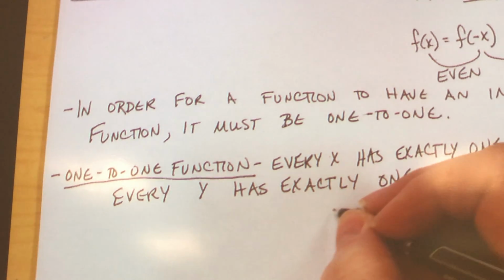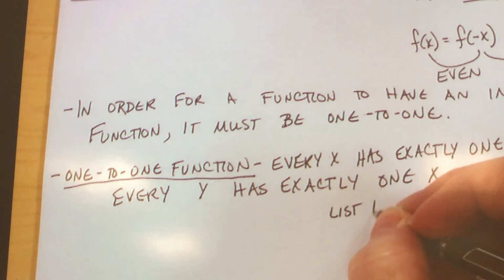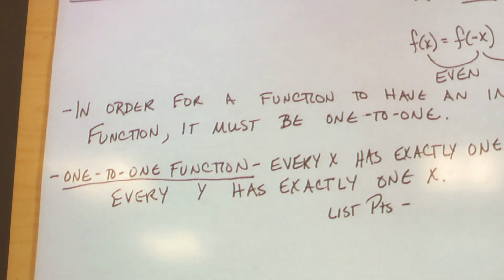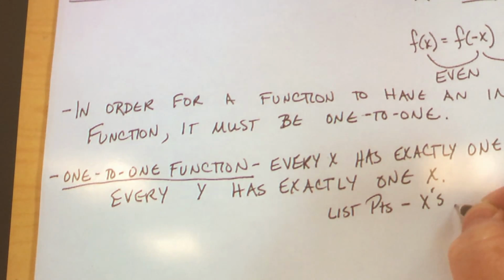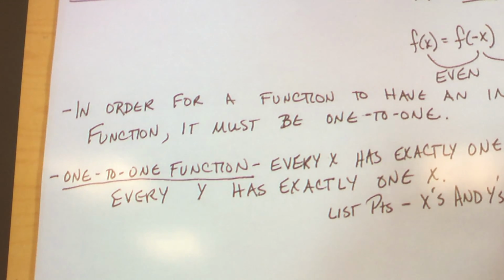All right, so what if I had a list of points? Okay, what if I had a list of points? What would I be looking for to see if it was a one-to-one function? You look at the x's, make sure those are all different, and you look at the y's, make sure those are all different. Okay, so the x's and the y's can't what? Be the same. What word do we use? Repeat. Thank you. Can't repeat, very good.